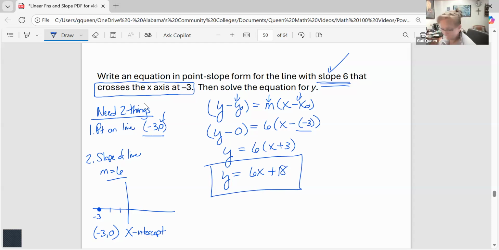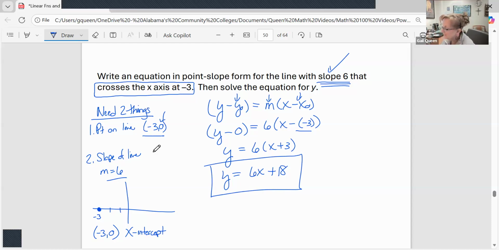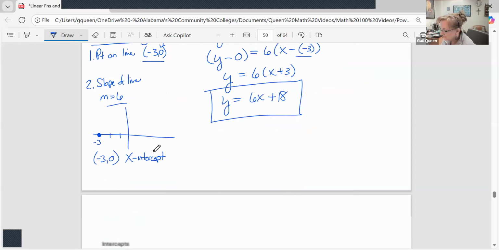Make sense? Okay. So in this case, they gave you information about the point. They just didn't give you the point outright. Okay, so just pay attention and see what they're giving you. You need the same two things every time you have to do this.